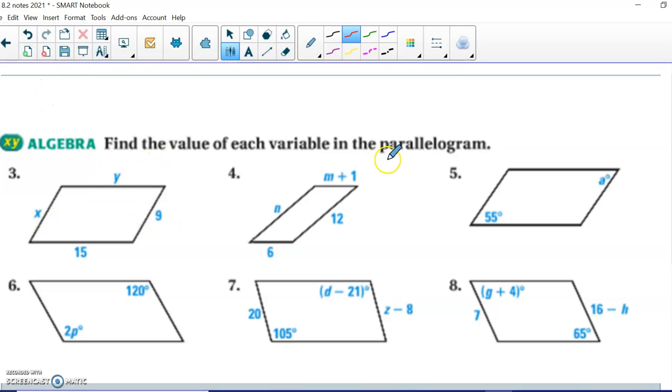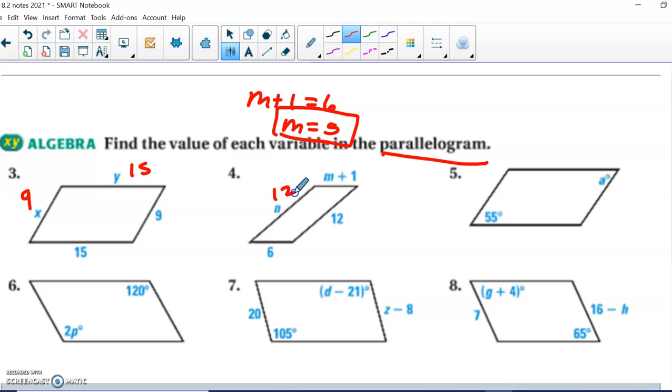So we know, given that this is a parallelogram, we know opposite sides are congruent. So if this side is 9, I know this is 9. If this side is 15, I know this side's 15. Throw in a little algebra. That's not going to hurt us. We know that m plus 1 equals 6, so m must equal 5. And obviously n would equal 12.